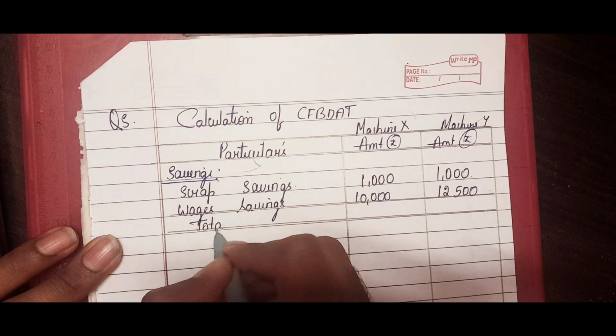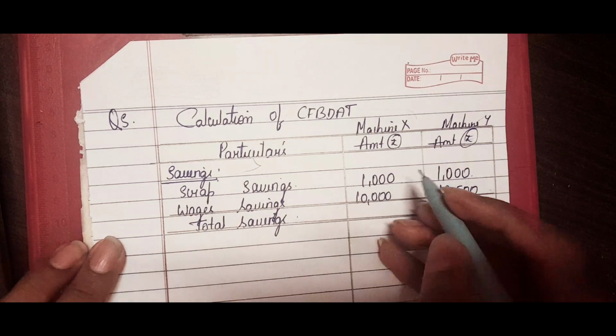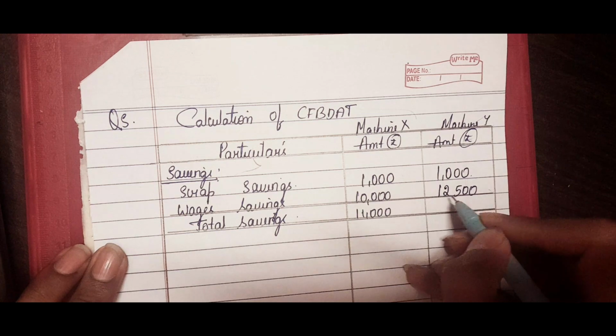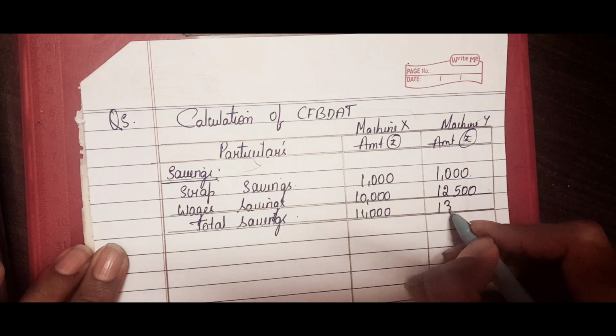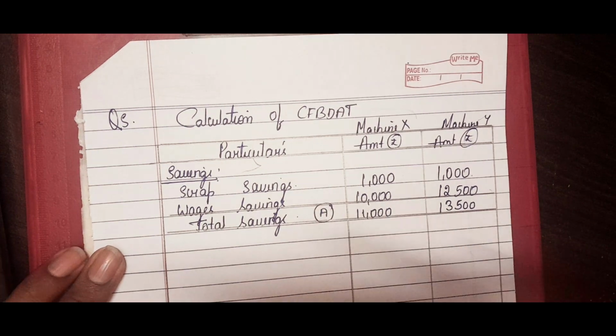If we add, we will get total savings. So 10,000 plus 1,000 will be 11,000, and 12,500 plus 1,000 will be 13,500. This we will consider as A element.